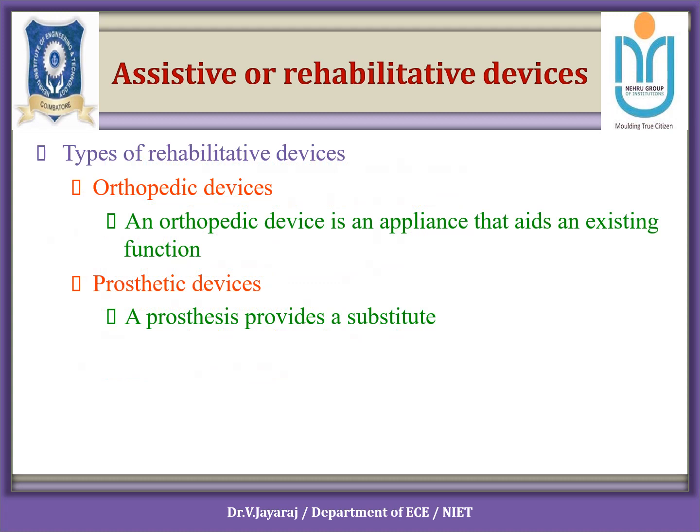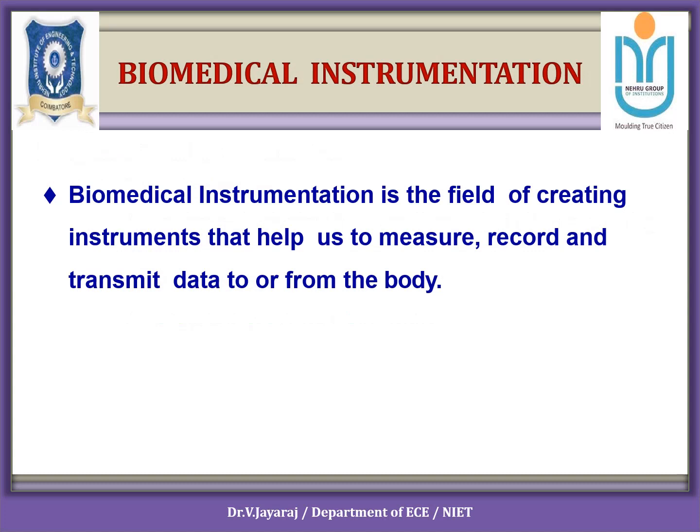So what are the classifications of assistive devices? Orthopedic devices and prosthetic devices. A biomedical engineer designs biomedical instruments like diagnostic, therapeutic, clinical, and research instruments. So what are biomedical instruments? Biomedical instrumentation is the field of creating instruments that help us to measure, record, and transmit data to or from the body.